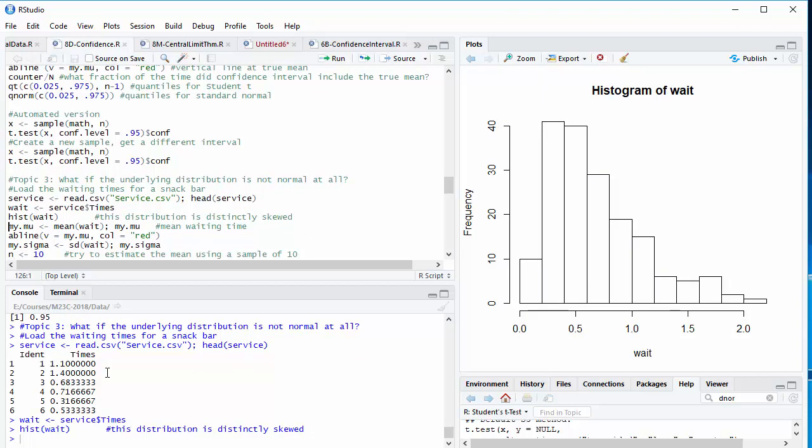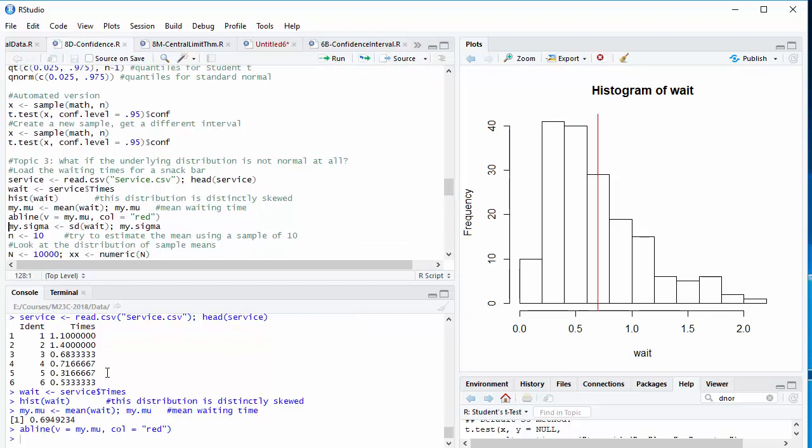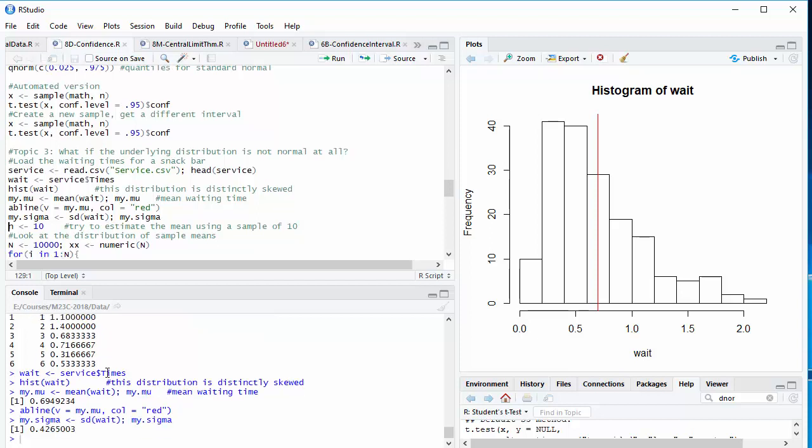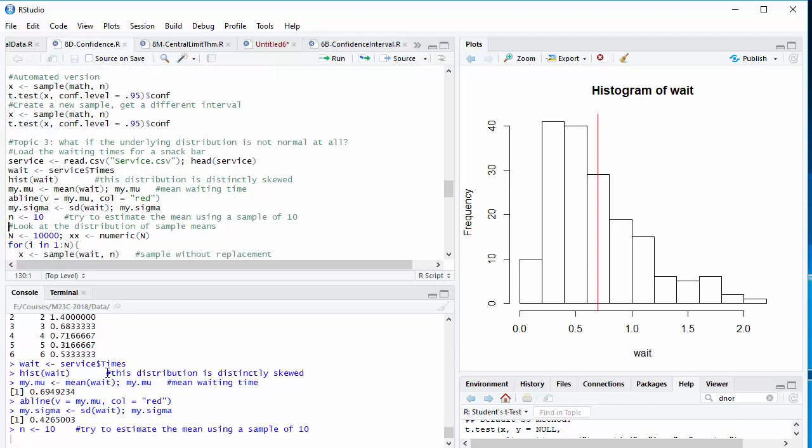And when I look at a histogram of this, I see that the distribution of waiting times is distinctly skewed to the right. That means it's going to take larger samples for the central limit theorem to kick in. If I compute the mean waiting time and show it on the plot, it doesn't even agree with the most likely bin in the histogram. We could try to estimate the mean waiting time for this snack bar by looking at a sample of 10 customers and taking the average. So let's see what happens if we do that.